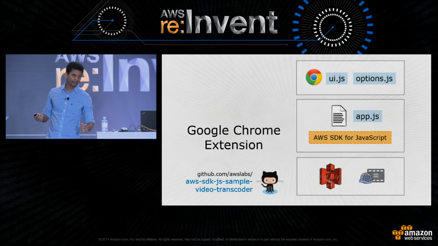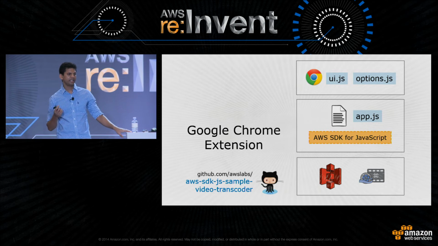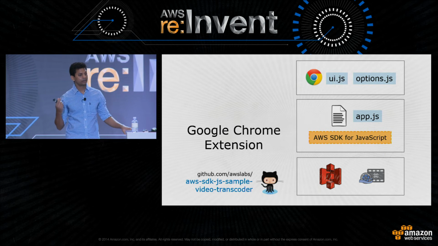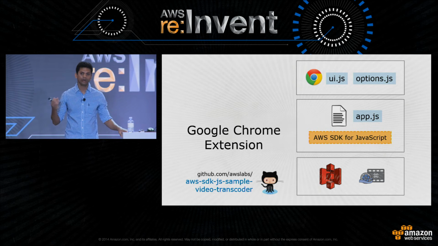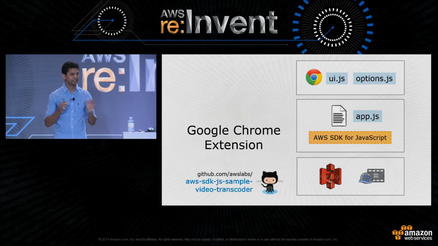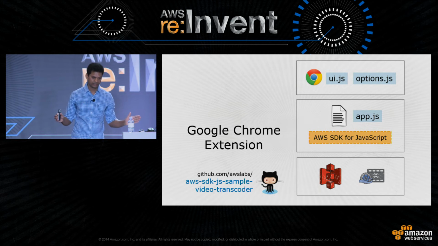So in the Google Chrome extension, the UI.js file contains all of the code that deals with event management and the lower-level Chrome extension API calls. And the options.js file contains code for credential and configuration management. We haven't changed the app.js file at all. If you look at the GitHub repository, you'll notice that the app.js file hasn't changed at all. We've made absolutely 0 changes to this file.